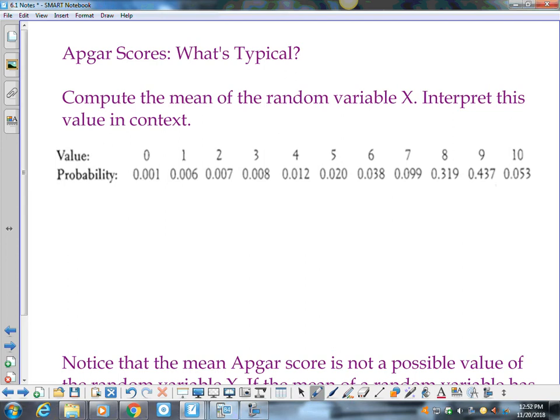These are the same Apgar scores from before, yeah? Aren't they really close? Aren't they 1? Why not? They're the exact same numbers.